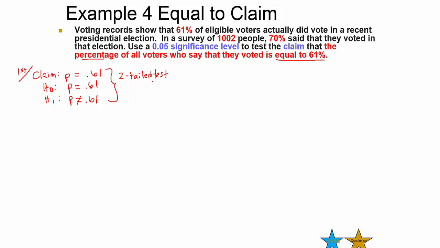So that means when I set this up and I get my test statistic, I'm actually going to be looking at the negative and the positive value of the z, and the p-value is the combined area in those two tails.